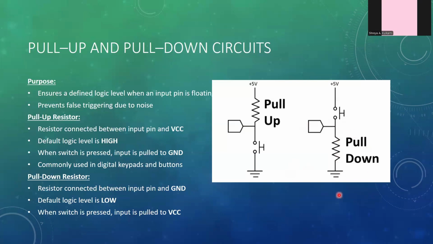So based on the default logic level, we define if it's pull up or pull down. If it's VCC, then we say pull up. If its default level is ground, then we say pull down. So in the pull down case, when the switch is pressed, the input gets pulled to VCC.